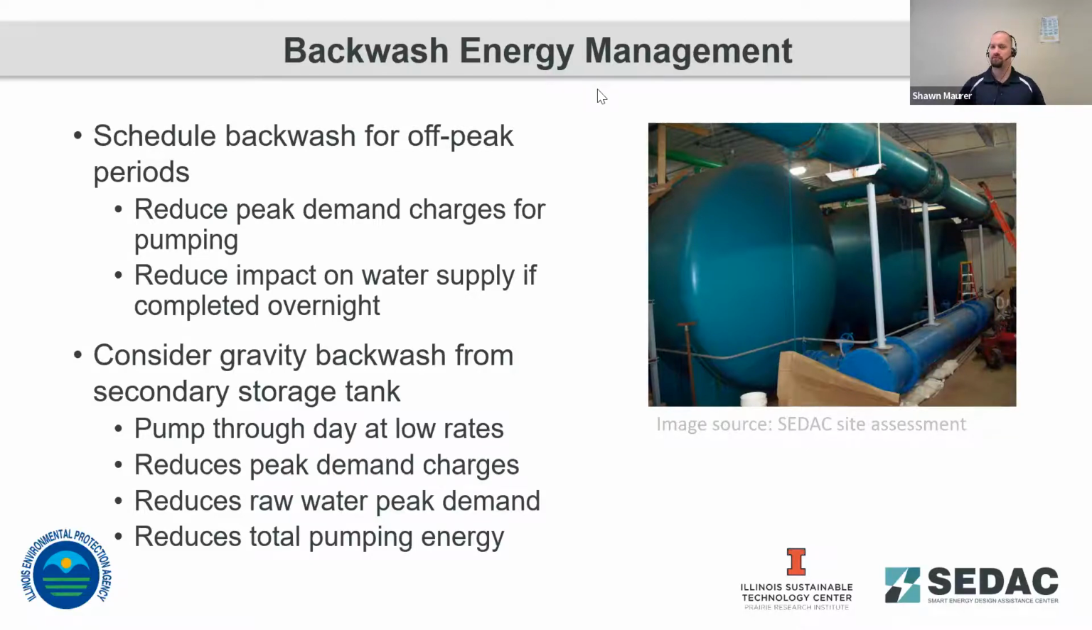Something else is just installing a backwash tank, some kind of storage that you can fill gradually over time, to reduce the amount of pumping energy you put into the backwash instead of having an instantaneous demand for backwash flow at a design flow rate. You can store up some water in a tank over time. You have a lower pumping rate at a lower head pressure over time, and then run that from that storage tank back through your filtration system during a backwash cycle. That can save some energy on pumping and demand charges as well.